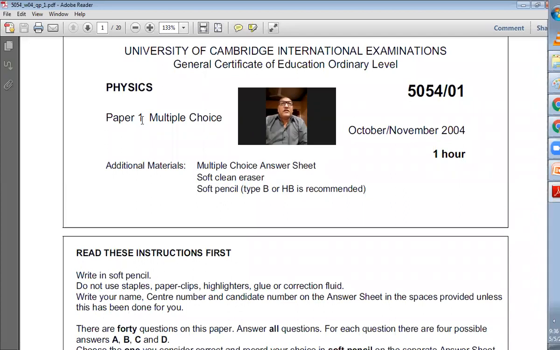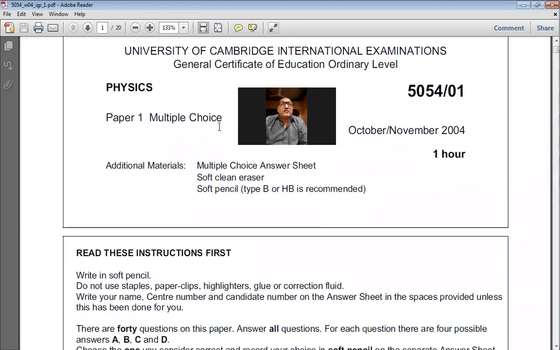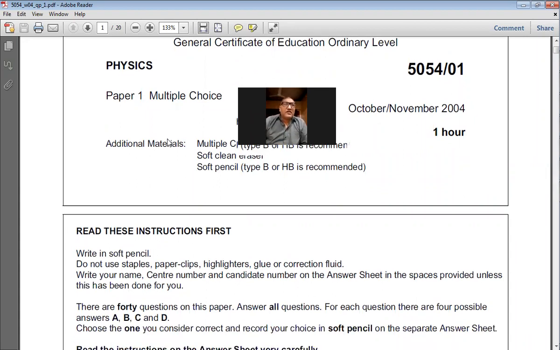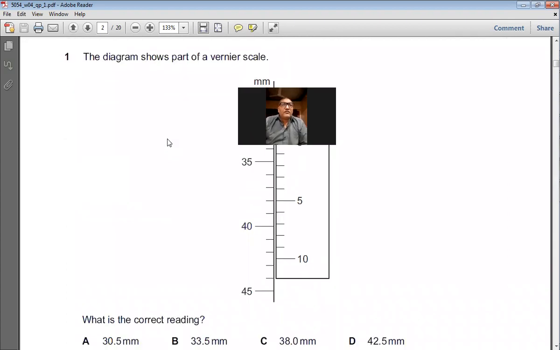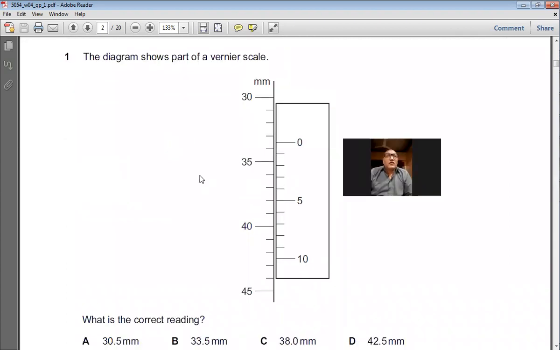Here we go. This is October, November 2004. So let's start. The diagram shows part of a vernier scale. What is the correct reading?